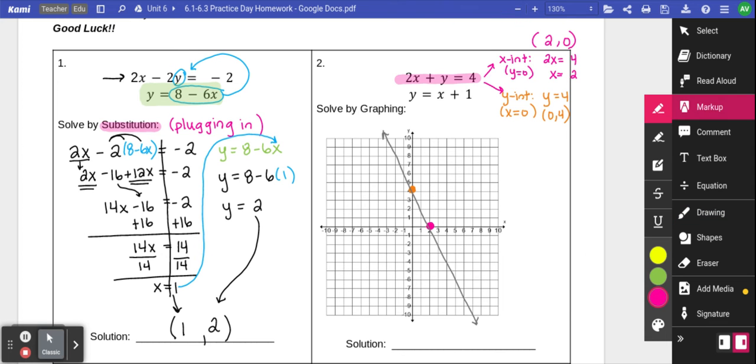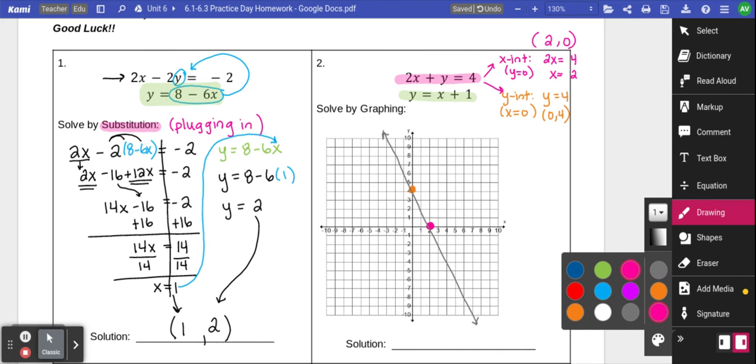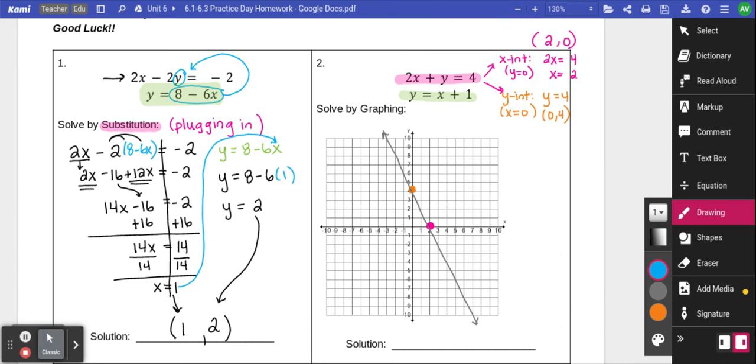Now, in order to graph the second equation here, I need to use the slope and the y-intercept. The reason I'm going to use the slope and the y-intercept here is because in this equation, the y is by itself. So the y-intercept will be 1, and the slope will be the number that is before x, which in this problem is an invisible 1. In order to graph my slope, I usually want it to look like a fraction, so it's 1 over 1, which means I'm going to rise 1 and run 1.